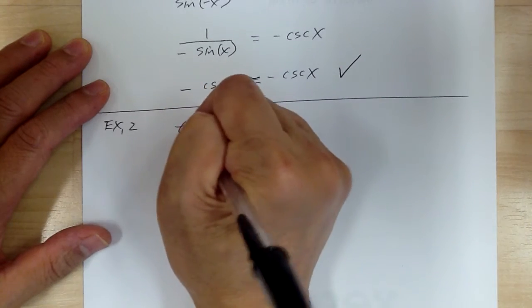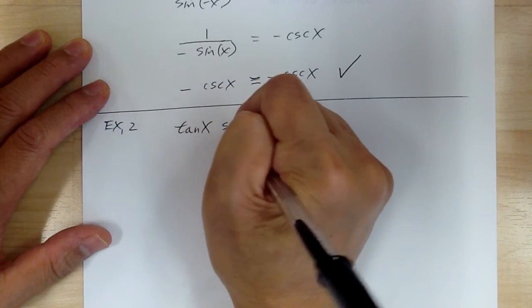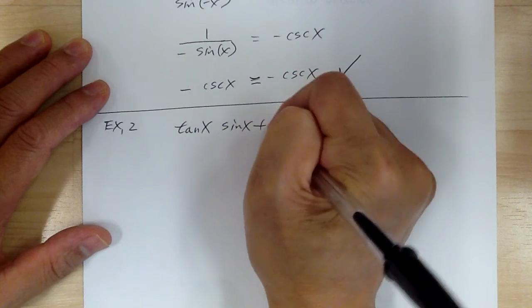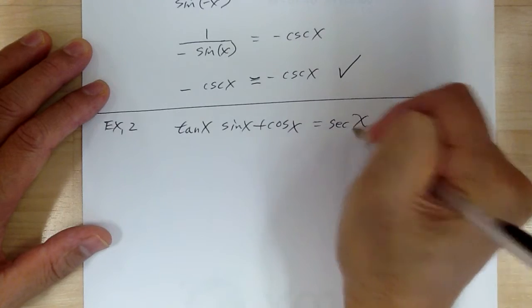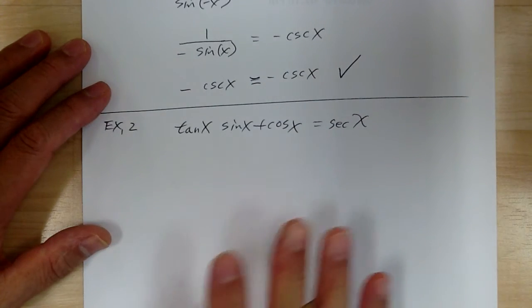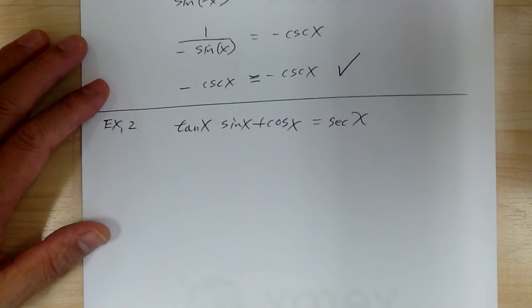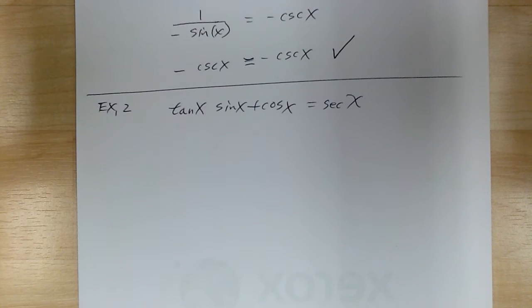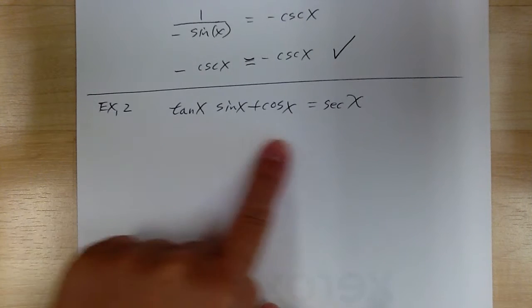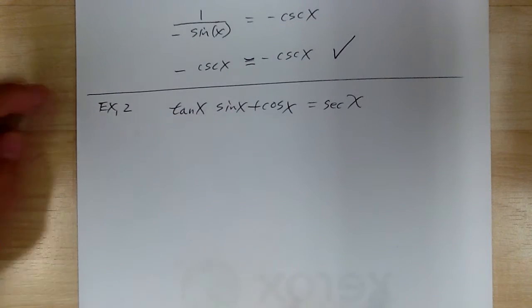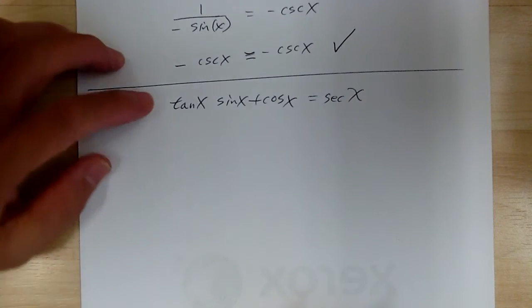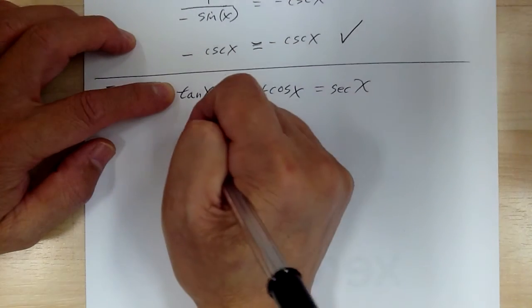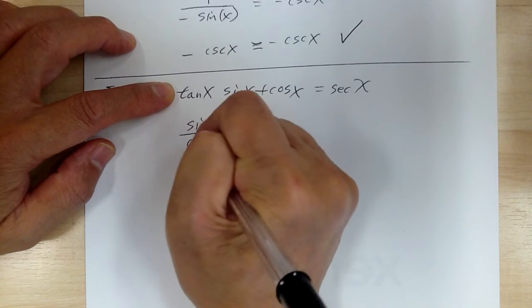You have tangent of x sine of x plus cosine of x equal to secant of x. Again, you want to verify this is true. You don't have to, but the easier thing to do is simplify the complicated side. This side is more complicated, so it's easier if you simplify this. Again, go back to your basics and change it into sine and cosine. So tangent is sine over cosine.